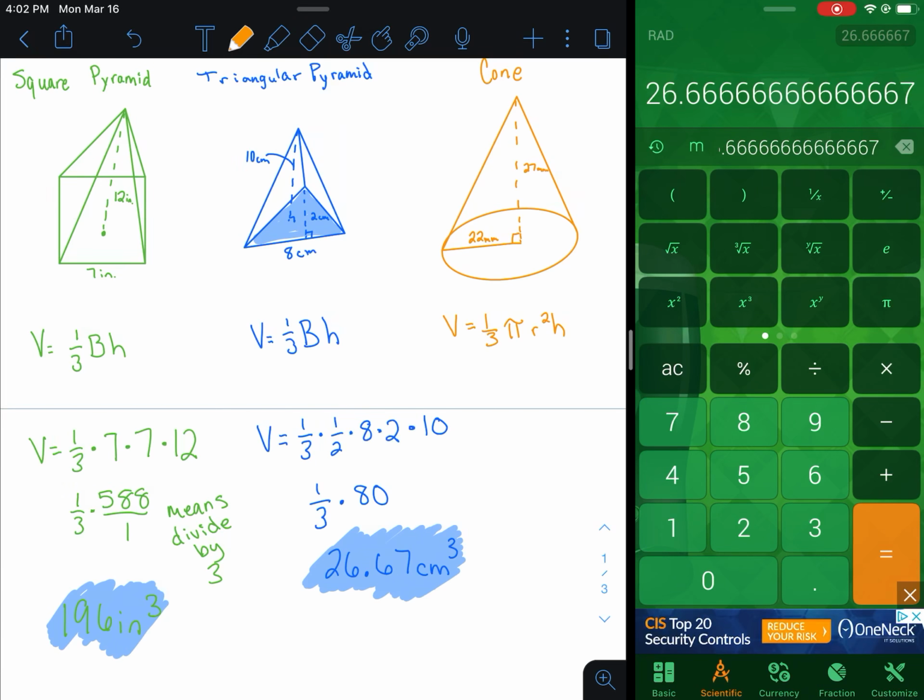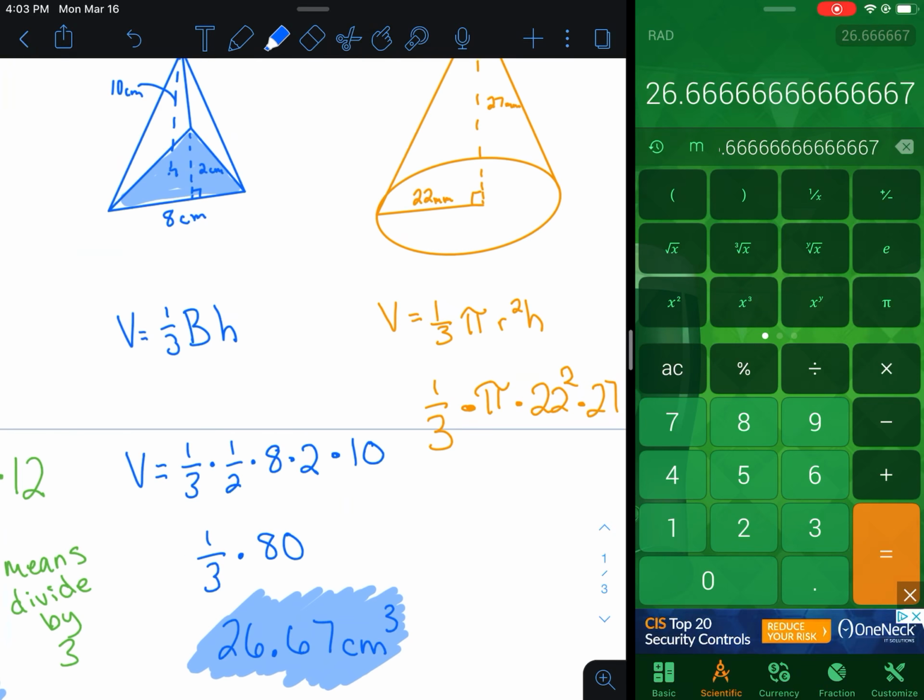So the cone is 1/3 times pi times my radius squared times height. I'm going to write it as 1/3 times pi times my radius, which is 22 squared, times 27. Now, if this were a diameter, meaning that the line went all the way across my actual circle or the base of my cone, I would have to remember to divide that by 2. But in this case, I have it only halfway across, so I only need to do it that way.